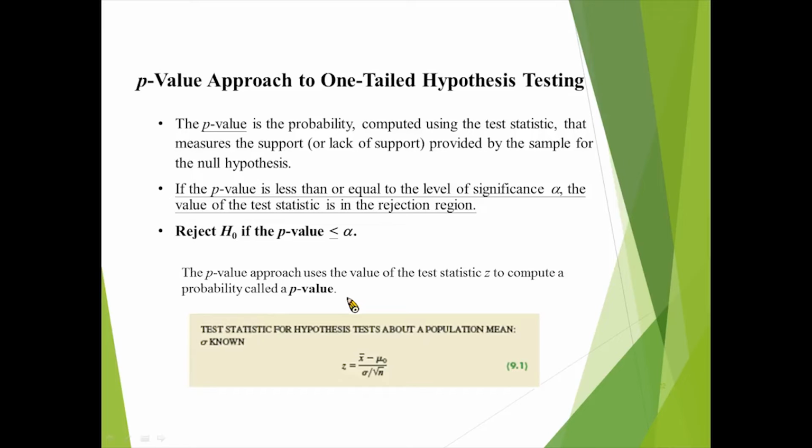Okay, so you can see the test statistic about the population mean, with sigma known. Sigma is the standard deviation, n is the sample size, x-bar is the sample mean, and mu 0 is the hypothesized mean. This is the formula, and we can calculate the d value. Then we use d to compute the probability. This is the p-value.